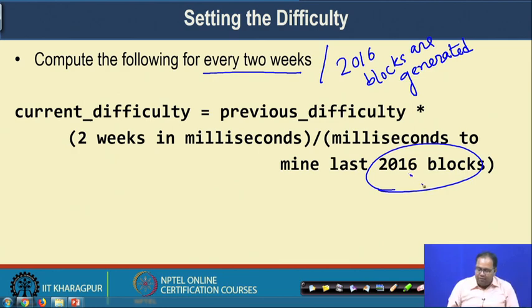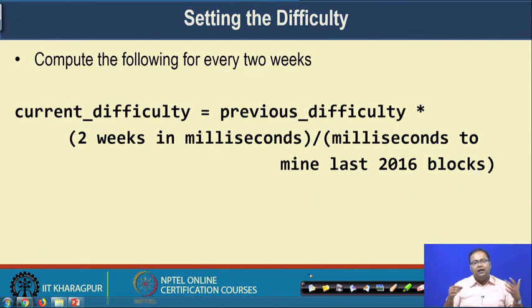If you are taking more time compared to 2 weeks to generate these 2016 blocks, that means this term, milliseconds to mine last 2016 blocks, becomes more than 2 weeks equivalent in milliseconds. If you are taking more time than 2 weeks, that means the mining is becoming too hard. So, you reduce the current difficulty level. So, that way the Bitcoin network dynamically changes the difficulty level.